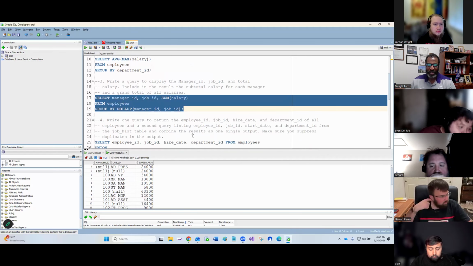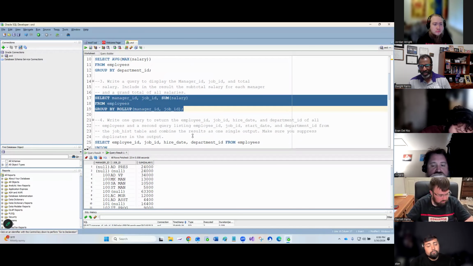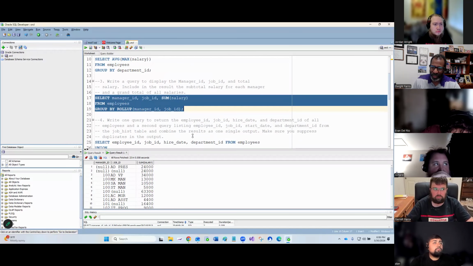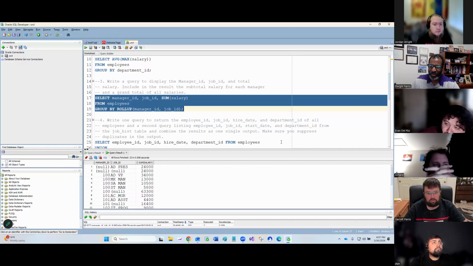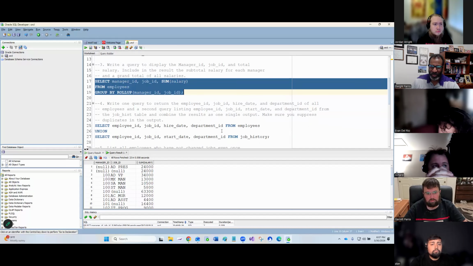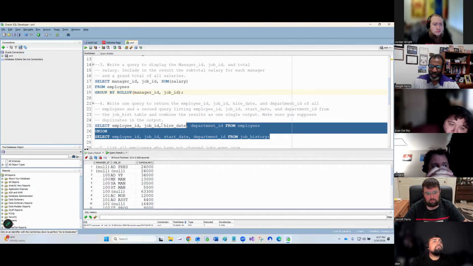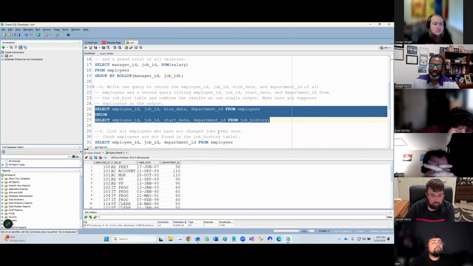All right. Write 1 query to return employee ID, job ID, hire date, department ID of all employees, and a second query listing the employee ID, job ID, start date, and department ID from the job history table. Combine the results as one single output. Make sure you suppress duplicates, and that's a union and not a union all. I think no one had a problem with that.